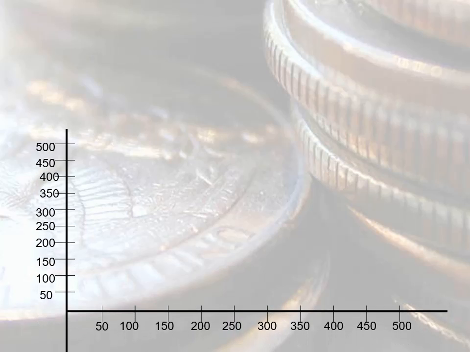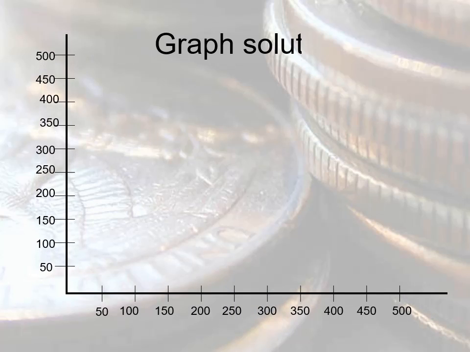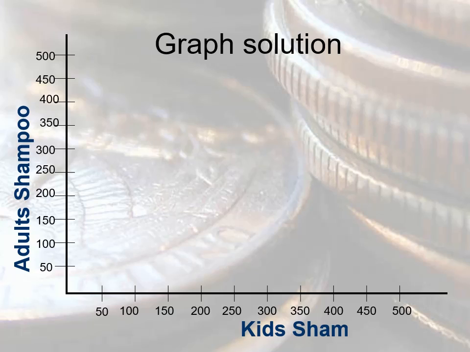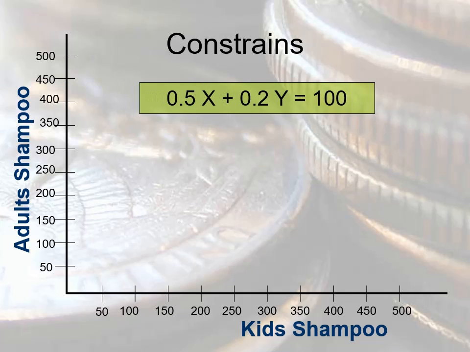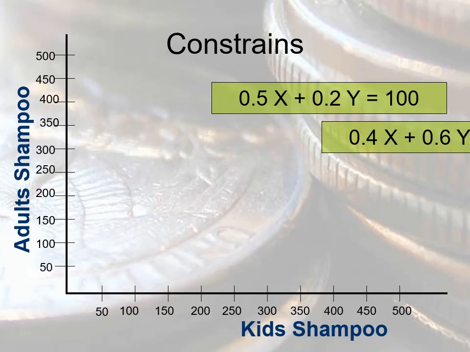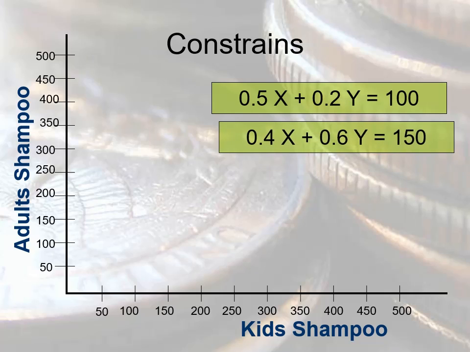We can also solve this problem using a graph. We can draw adult shampoo on the y-axis and the kids shampoo on the x-axis with the appropriate units used. We will call back also our constraint equations where 0.5x plus 0.2y equal to 100 is the back molding constraint equation, and 0.4x plus 0.6y equal to 150 is the equation for the constraint related to the filling section.